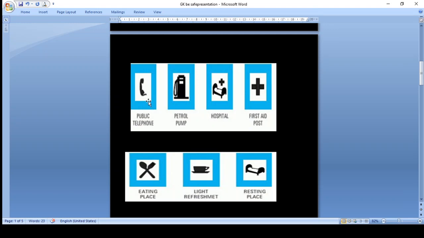Okay, somewhere nearby there is a telephone booth, a petrol pump, then a hospital. So this type of symbol helps a person who is going to a new place. You don't know that place, so at that time you can see these different symbols and find out that nearby there will be a hospital, nearby there will be a restaurant. So this way, all these symbols help us on the road.